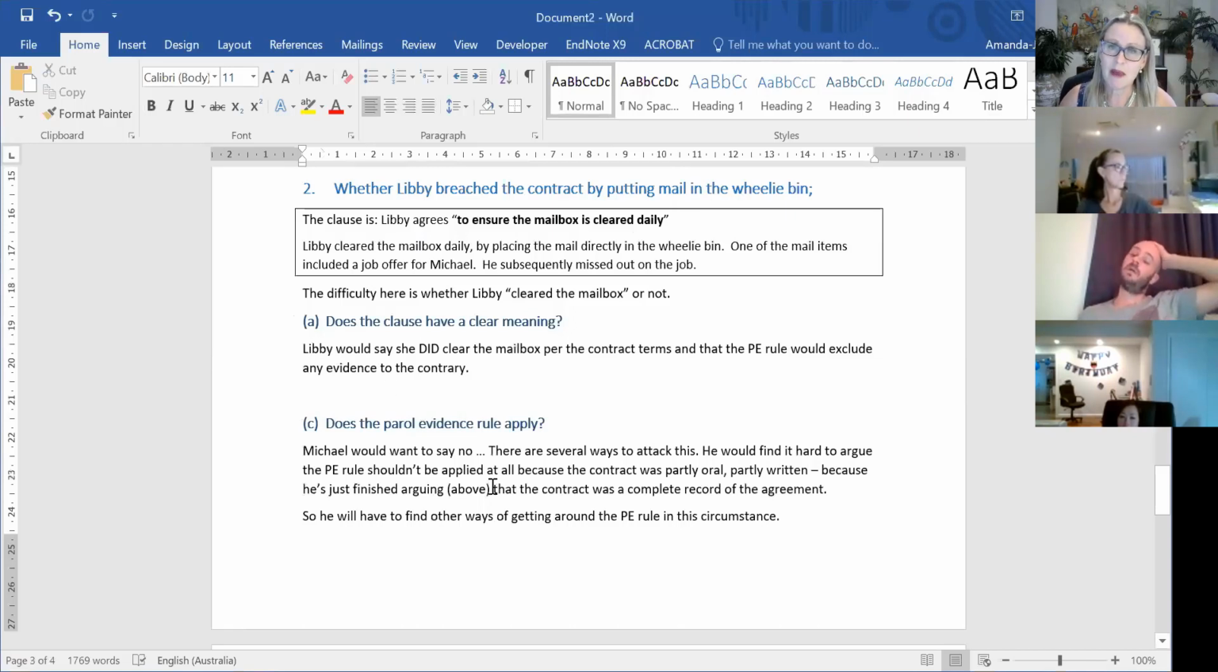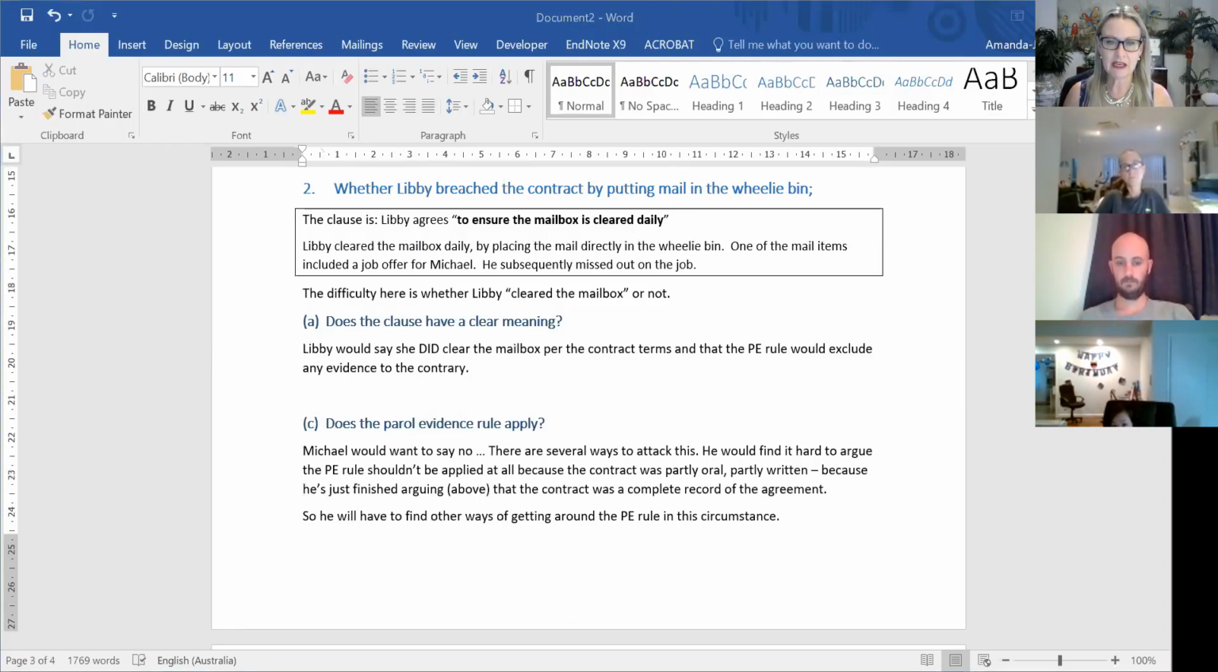Does the clause have a clear meaning? I'll go back to the same approach that I used in the last question. Does the clause have a clear meaning? Now, does Michael want Libby to be in breach here or not in breach? What's happened to him? He's missed out on a job, right? So he's pretty ticked about that. If he can show she's breached, he might be able to get some kind of damages, right? So your client's view is he would like to be able to prove a breach. Obviously, we have to be even-handed here. So if you can't prove a breach, you need to be able to tell your client that. But let's give it a good old crack.